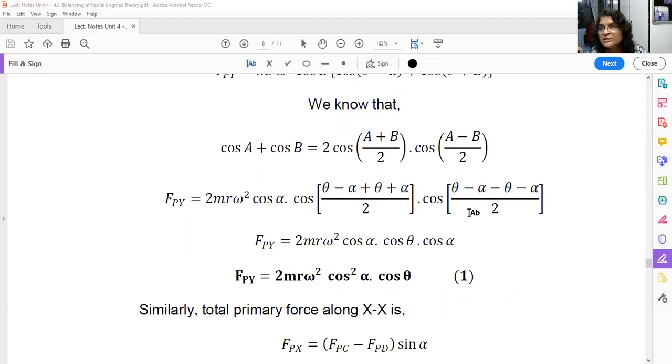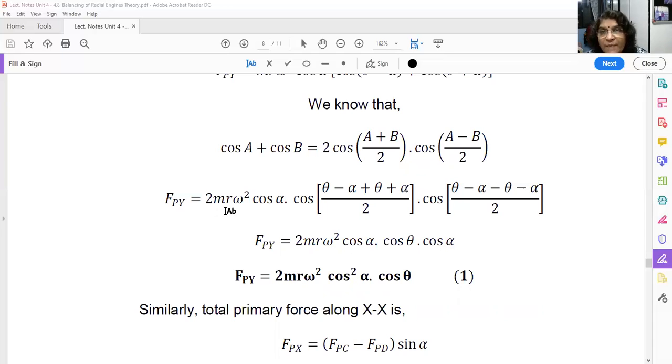Okay, now what is this term? Theta minus theta will be cancelling out. So what is remaining? Minus alpha divided by 2. So minus 2 alpha upon 2. So what will be remaining? Minus cos alpha. Okay, but what is cos minus alpha? Cos minus alpha is plus cos alpha. That's why the minus sign will not be there. Okay, because cos is positive. Cos of minus theta is always plus cos theta.